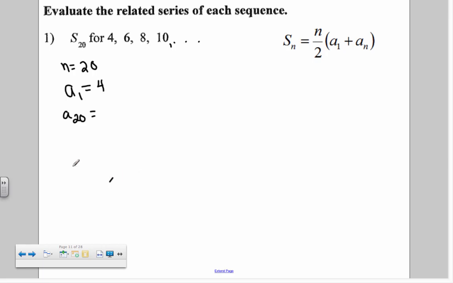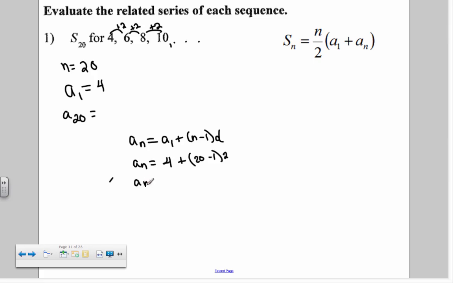So I'm going to use the equation that I used previously to find the nth term of an arithmetic sequence. That was a sub n equals a sub 1 plus n minus 1 times d, which is my difference. So I can fill in some of these things. A sub n I don't know. That's what we're looking for. My first term is 4. My n is 20. And let's take a look at the difference. The difference would be the number that I'm adding by every time. Here I'm adding 2, here I'm adding 2, and here I'm adding 2. So it looks like my difference is 2.